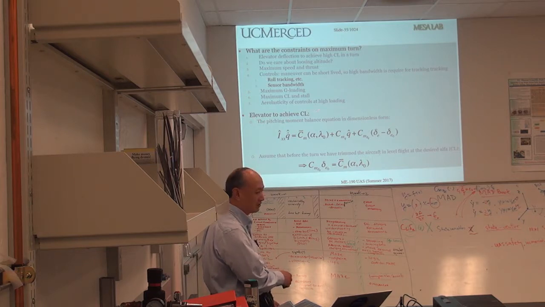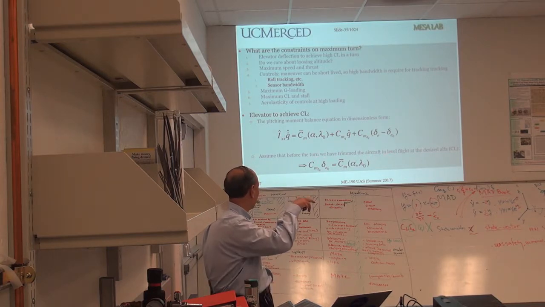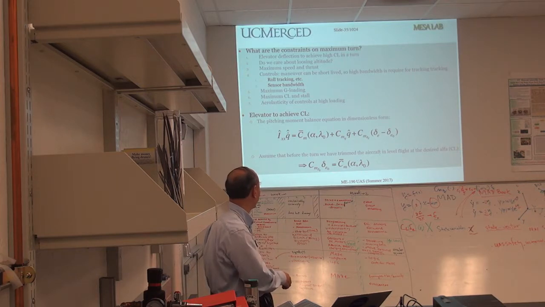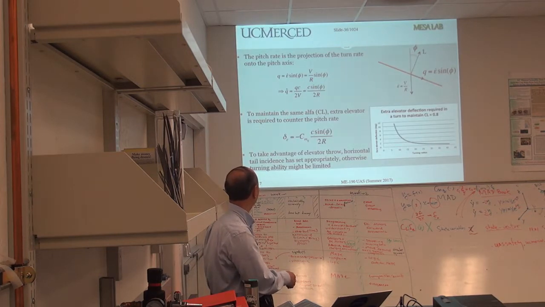The elevators to achieve the lift: the pitching moment balance equation in dimensionless form is like this. Before the turn, we have trimmed the aircraft in level flight. Level flight is under trim. While you turn, the pitch rate is the projection of the turning, so therefore you must bank. To maintain the same alpha, extra elevator is required to counter the pitch rate. So the turning radius versus extra elevator deflection needed.